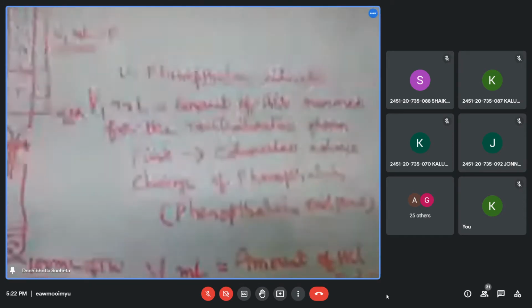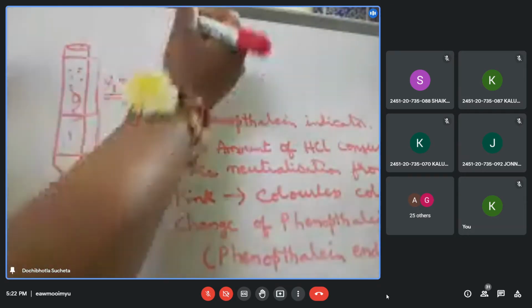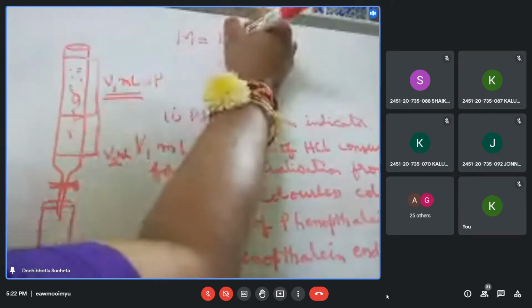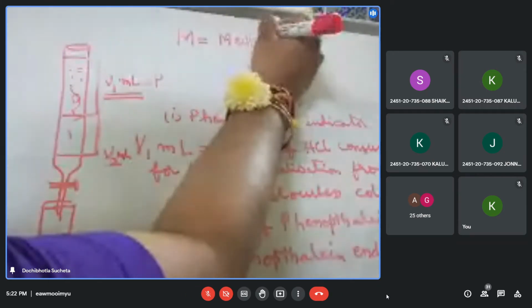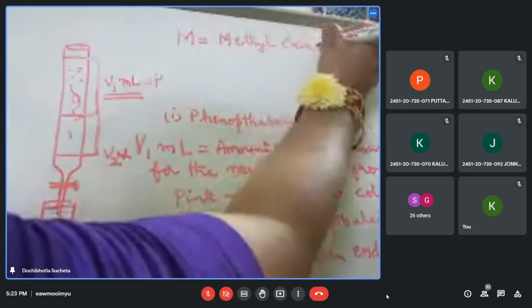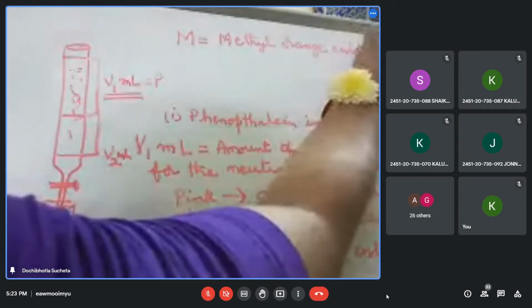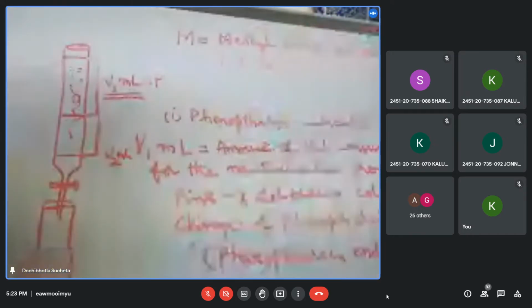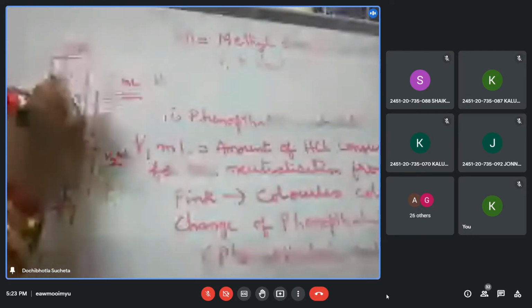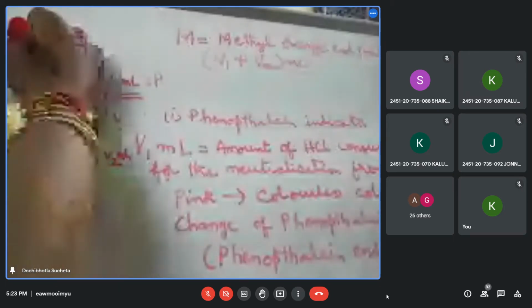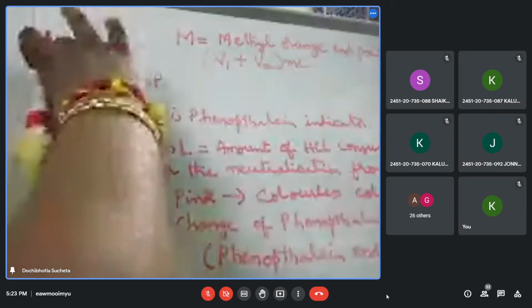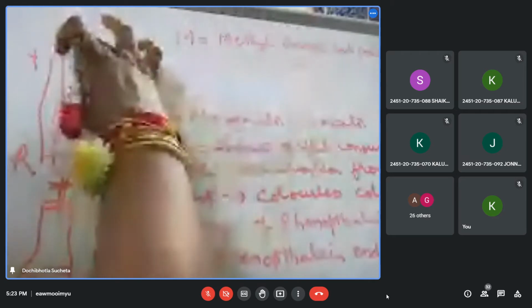Did you all write this? And capital M is equal to the methyl orange endpoint, which is the sum of V1 plus V2 ml. Why? Had you added methyl orange at the beginning of the titration, it would have been yellow in color and got converted to red color. So the methyl orange endpoint is the sum of V1 ml plus V2 ml.